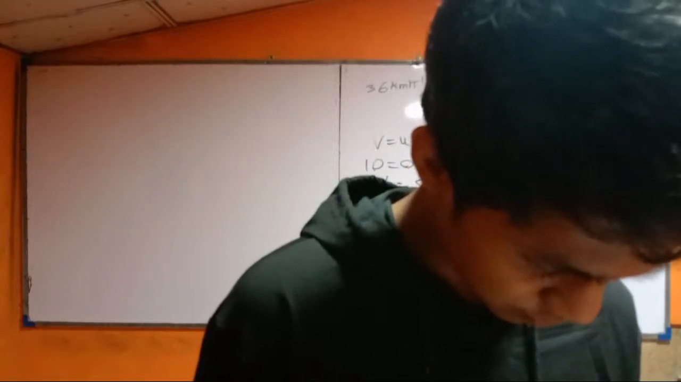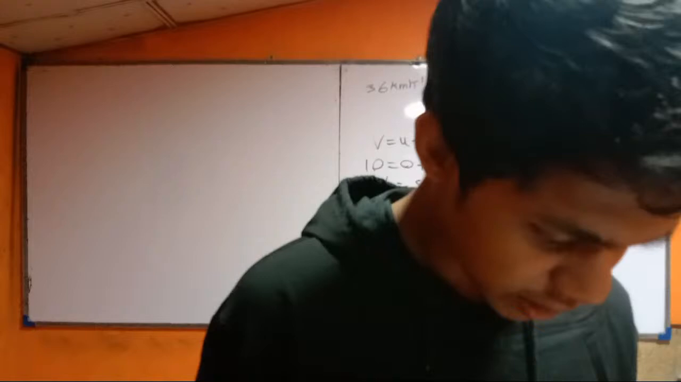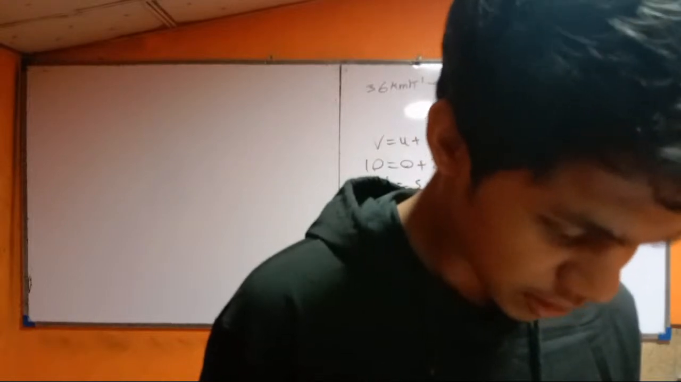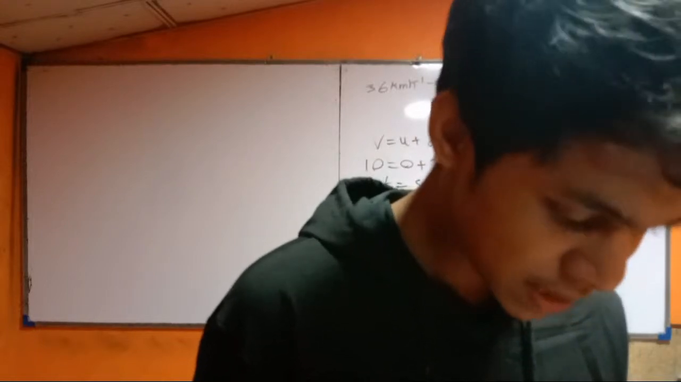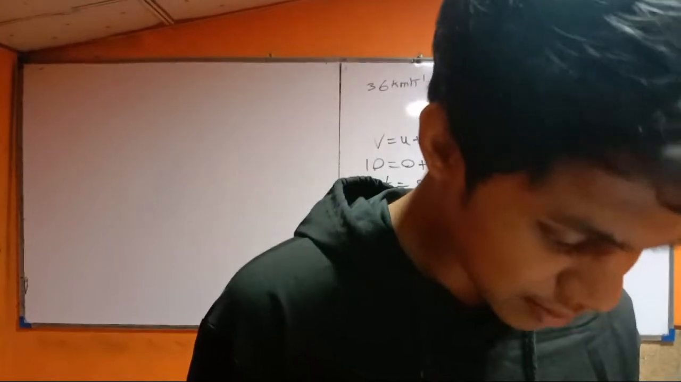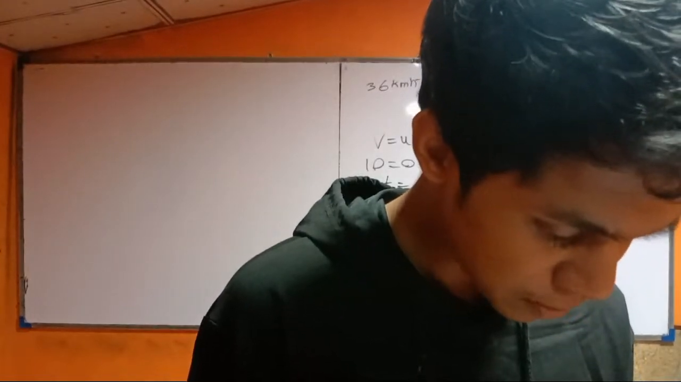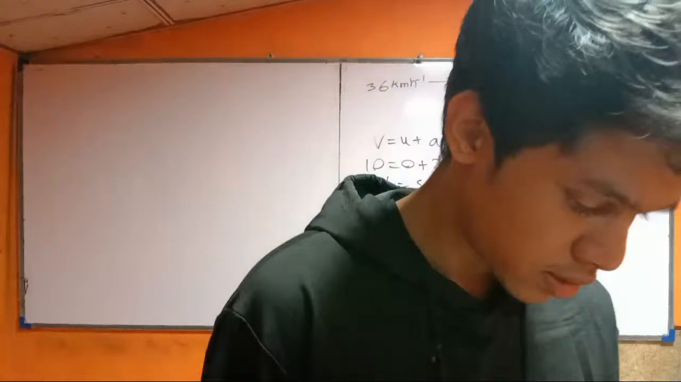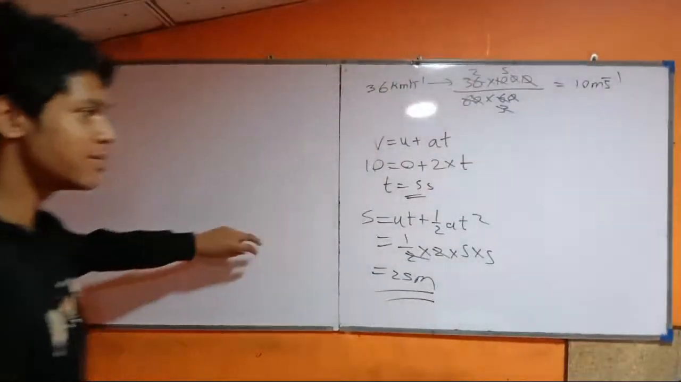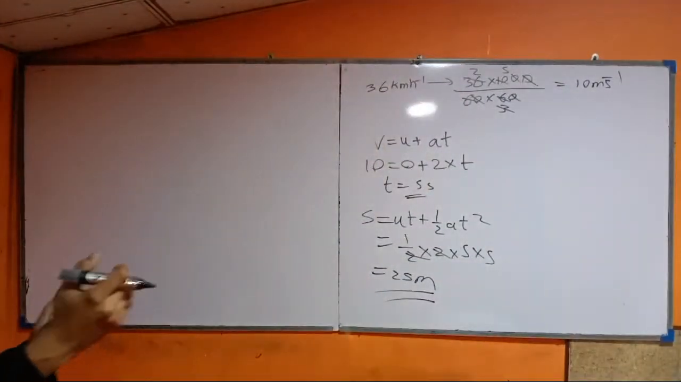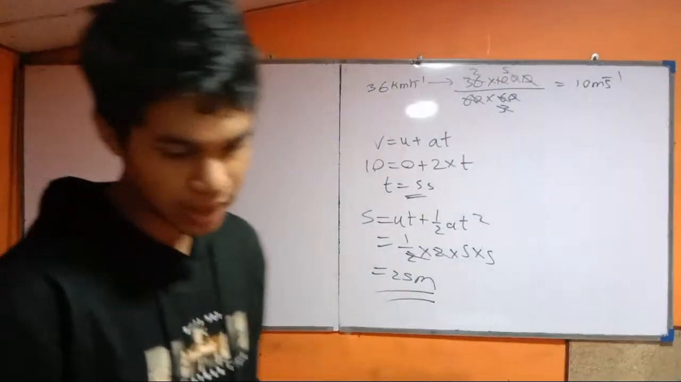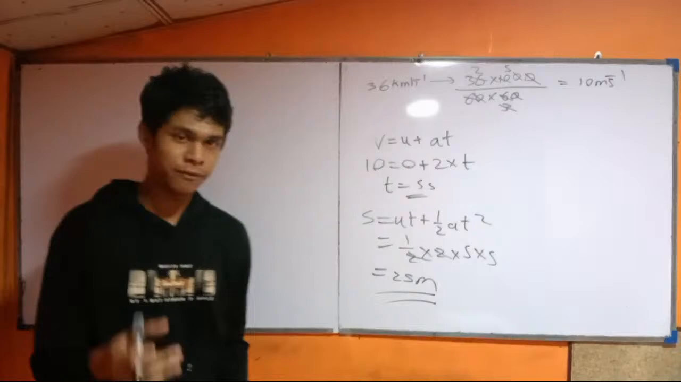Question number 5. The liftoff velocity of a plane is 50 meters per second. If the runway is 500 meters, what is the acceleration in which the plane should move to lift off? So the runway is 500 meters, so you know the displacement made should be 500 meters. Then the liftoff velocity, that means the final velocity should be 50 meters per second.